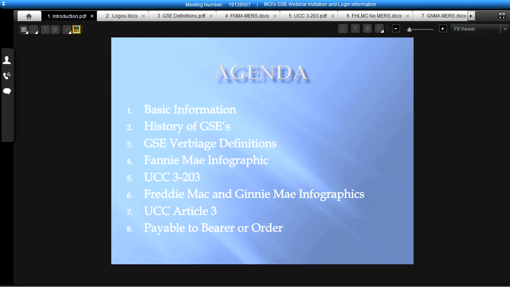Article 3. 8. Payable to bearer or order.